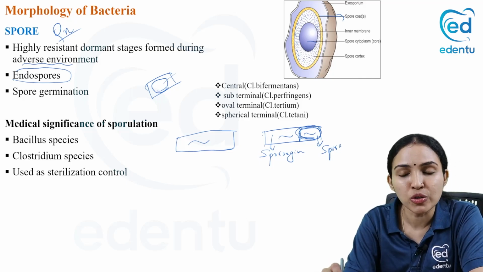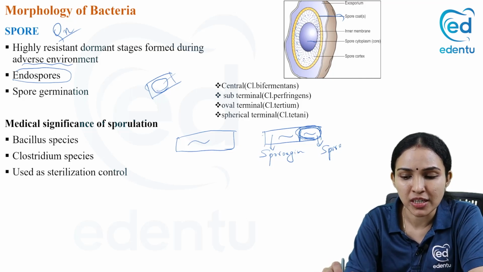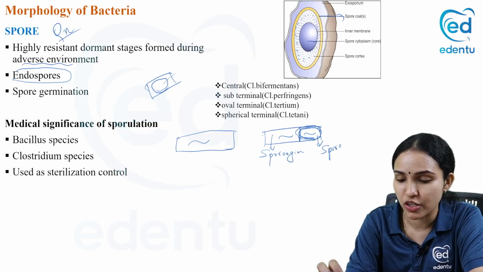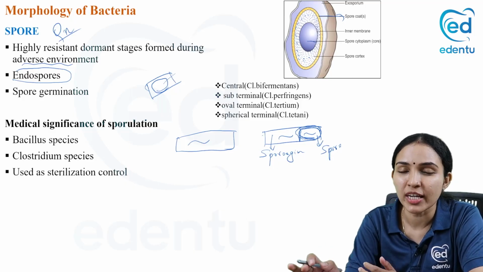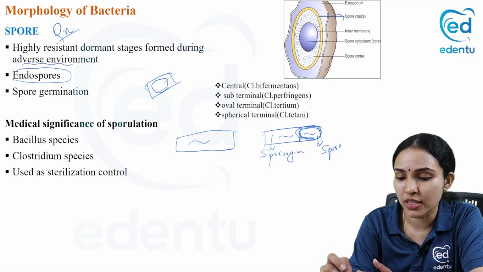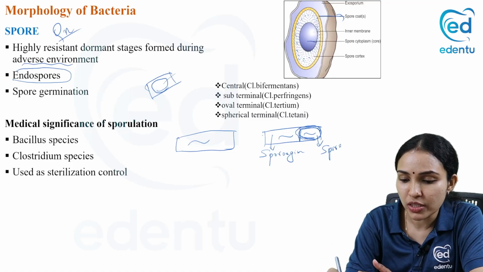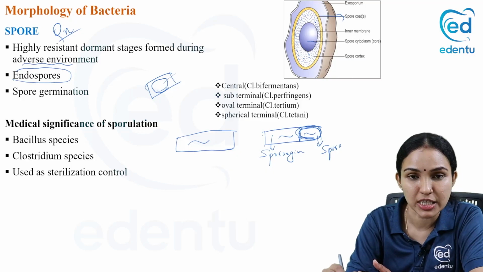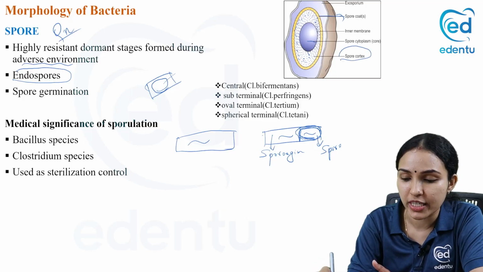So the spore coat is made up of calcium and other resistant things which will help the bacteria to resist the adverse environment. At that time, nothing will happen to this bacteria. It is under a safe protection of the spore coat. So the outer layer is spore coat, the inner layer is the spore cytoplasm. So this is the cytoplasmic membrane, and between coat and cytoplasm there is a spore cortex.